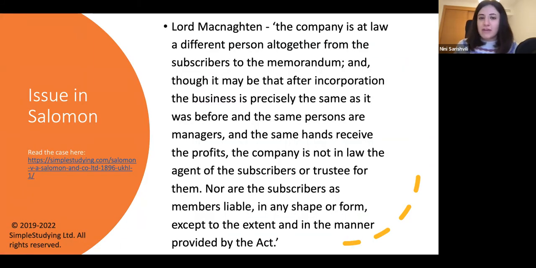Therefore, after the incorporation, the business is precisely the same as it was before, and the same persons or managers in the same hands receive the profits. The company is not in law the agent of the subscribers or trustee for them. In this case, as I mentioned before, Mr. Salomon was a sole trader before, but then he incorporated the company. But nothing changed. It was the same people doing the same business. But despite this, the court still said that they were not personally liable.